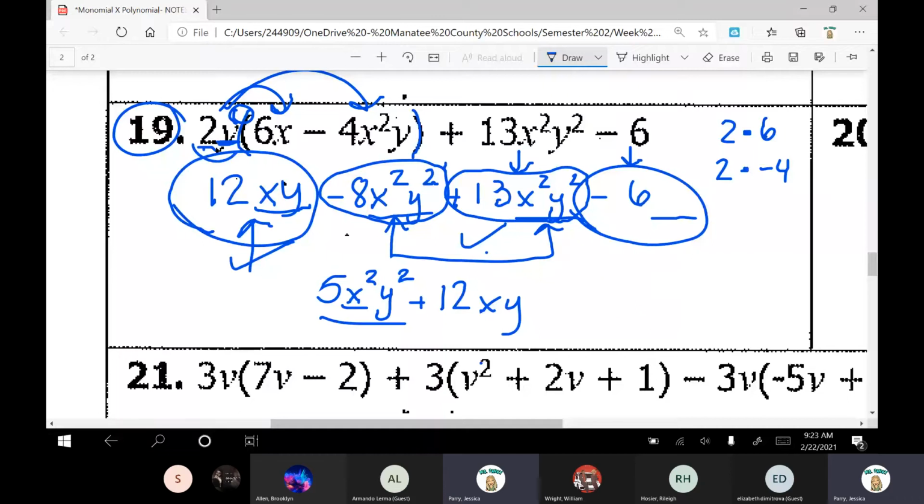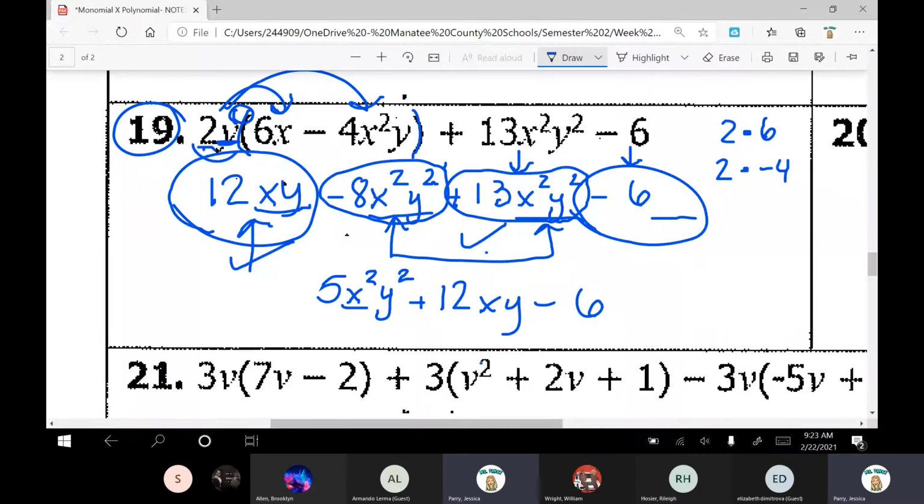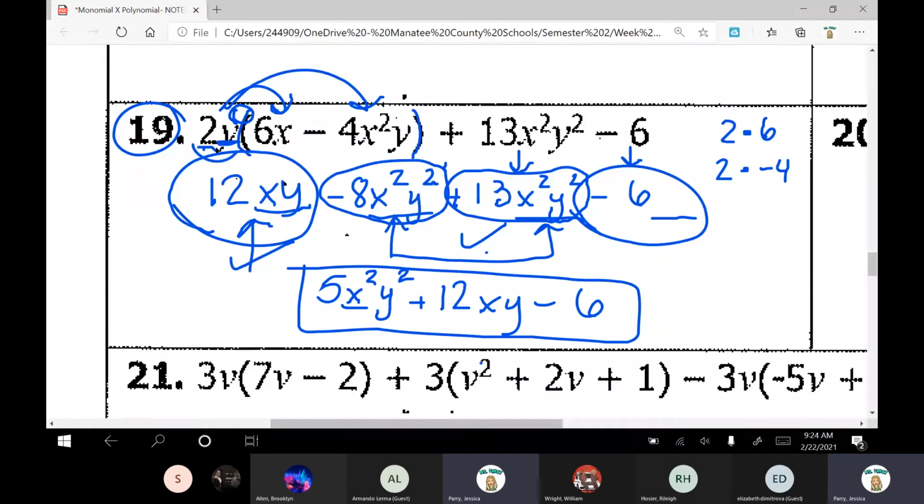And then the very last thing we need to write down is that minus 6. There's nothing else to combine it with. There's no variables, no exponents. So that is for sure going to be the very last thing of our whole entire polynomial. That minus 6 will be the very last thing. Okay, so now it's in standard form, alphabetical order, highest exponent first. So then that number 19, what I just put in my box, that would be your final answer for number 19, the 5x squared y squared plus 12x minus 6.